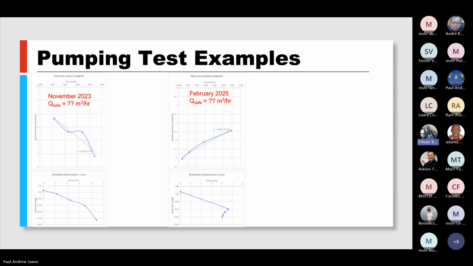I will not get into the details of the borehole performances, but when you look at the shapes of these curves, you understand that already there is an issue because they are not similar.